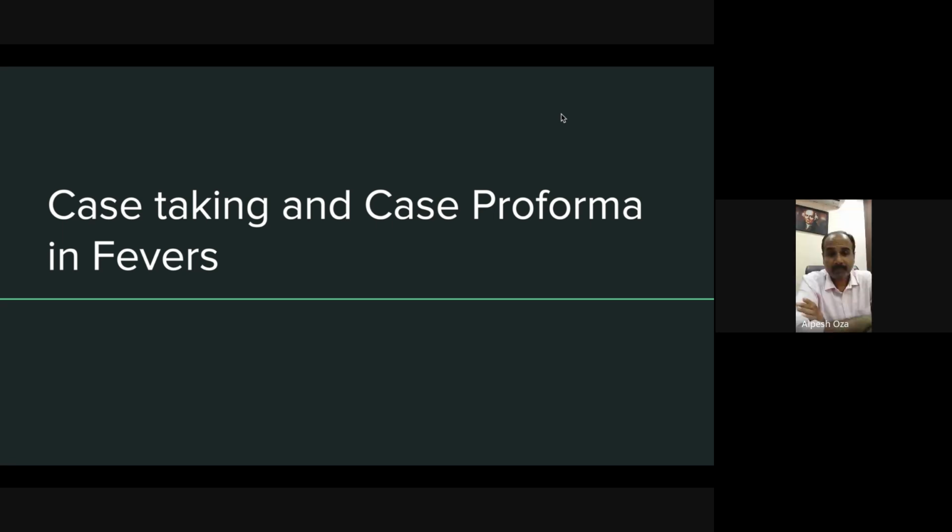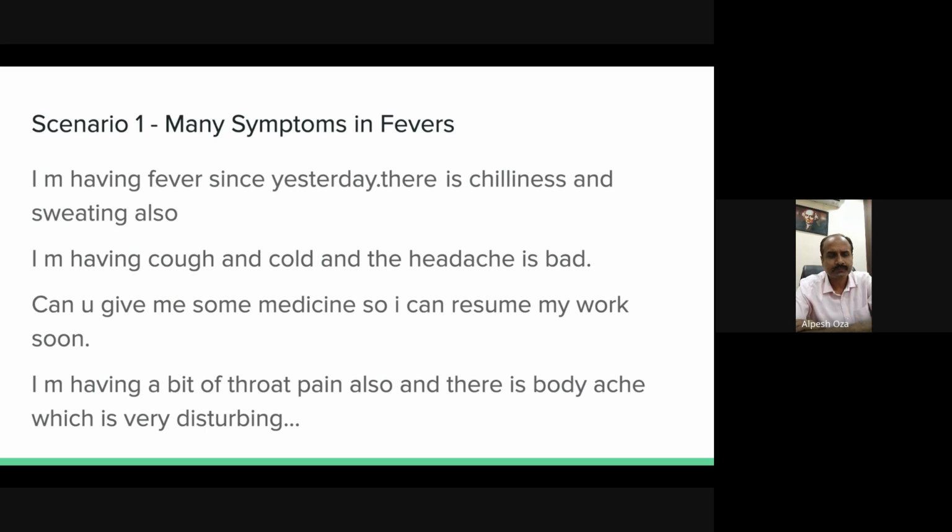So let me introduce you to case taking and case proforma in fevers. These are one of the vital aspects we need to understand in fevers if we want to treat fevers. Let us go through a few scenarios to understand how different patients exhibit symptoms and how we will understand them to prescribe in fevers.